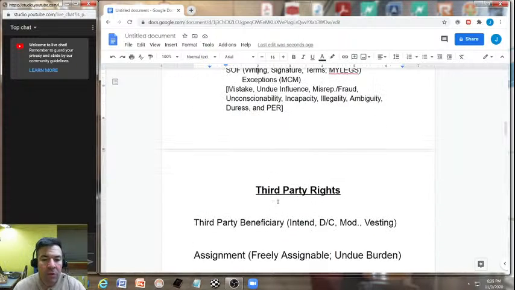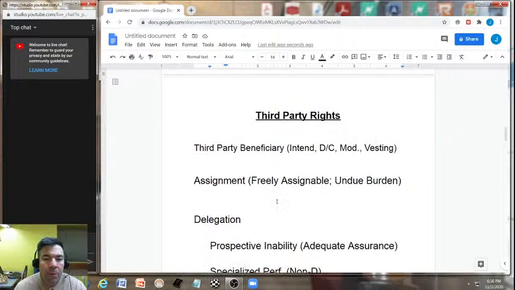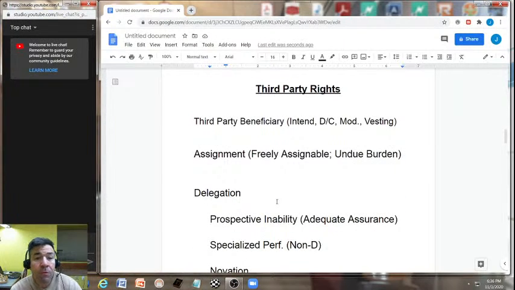Now, going down to third party rights. Third party rights pop up in two particular stages in our contract. Contract formation for third party beneficiary, what we're going to be looking at right here. And in third party beneficiary contracts, the main thing to look into is, was the party, the third party beneficiary, intended to be benefited by the contract?